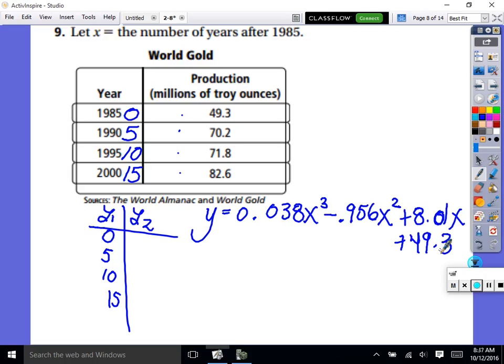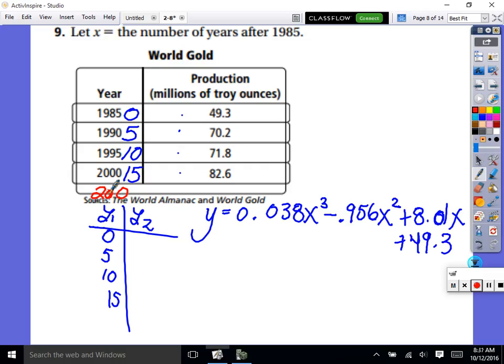Now we're going to go to problem 15. I'm going to skip to problem 15. Everybody go to problem 15. It says, estimate the world gold production for 2010. So that's what this company would be asking you: how much gold do you see us making in year 2010? So now we've got to put in 2010.